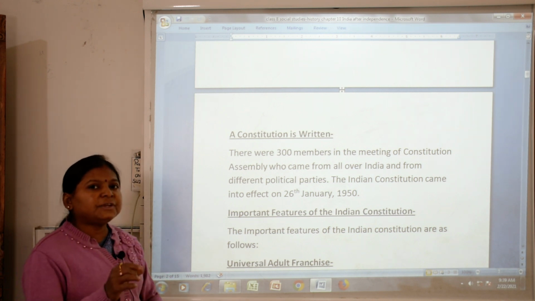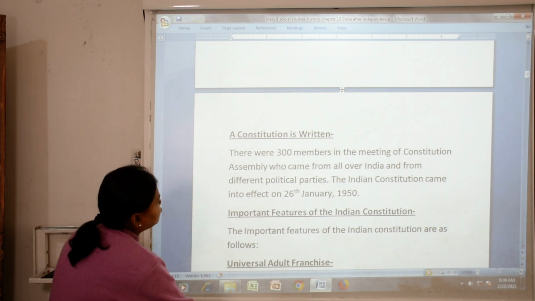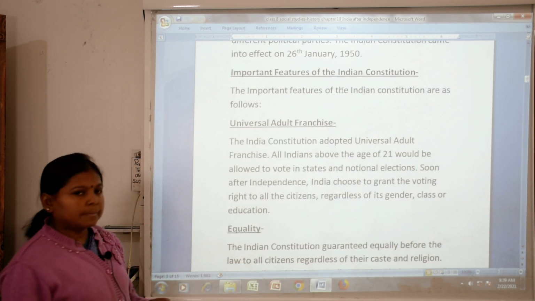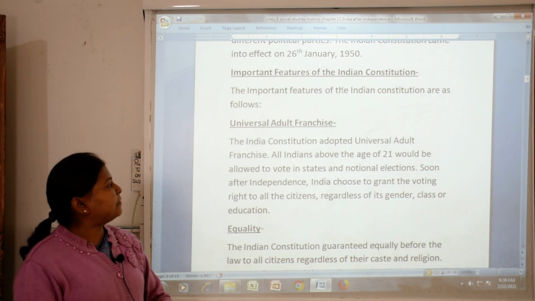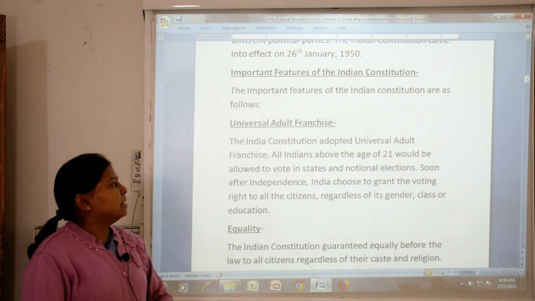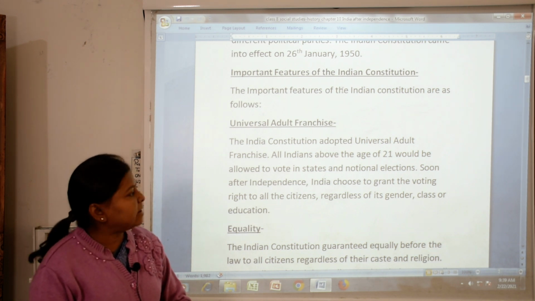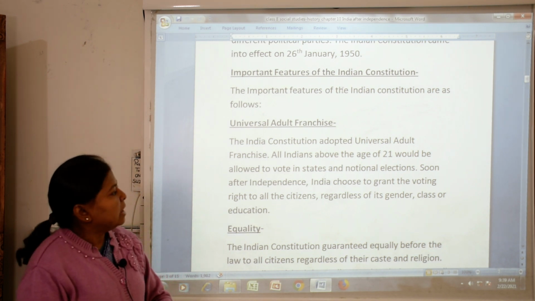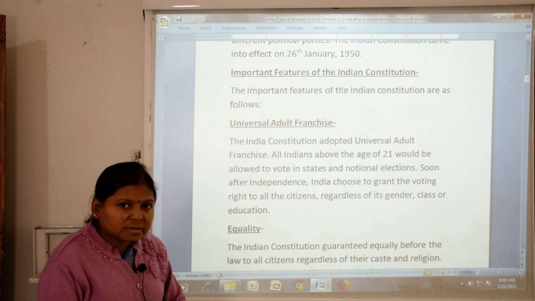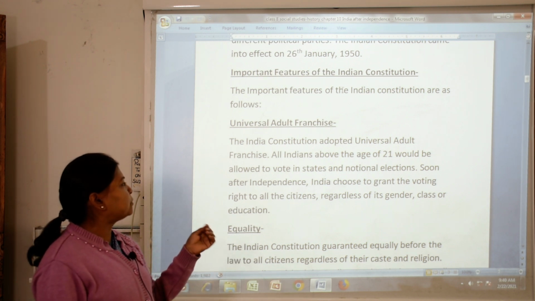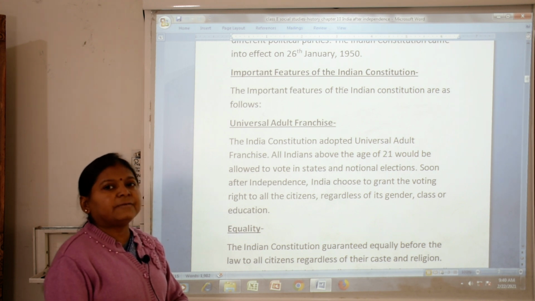So what are the important features of this Indian Constitution? The first one is universal adult franchise, the right to vote. The Indian Constitution adopted universal adult franchise, meaning all Indians above the age of 21 would be allowed to vote in state and national elections. Soon after independence, India chose to grant the voting right to all citizens regardless of gender, class or education. Now the age has become 18. During that time, the age for the right to vote was 21.